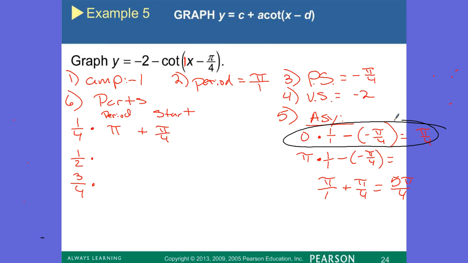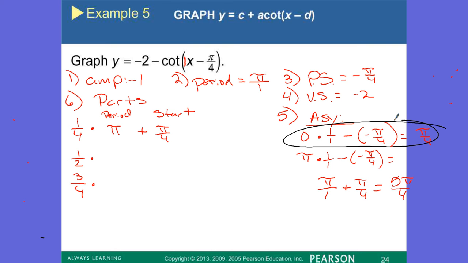How do you get pi and pi over 4? Okay, now, what's this say right here? Period. When I do my parts, I have quarter, half, 3/4. You got that, right? Yeah. Okay, my period, I found up here in step 2. Yes? Okay. And then my start, I did over here in step 5, which was my first asymptote. Oh, okay. Got it. And so that's why I have it labeled right here.